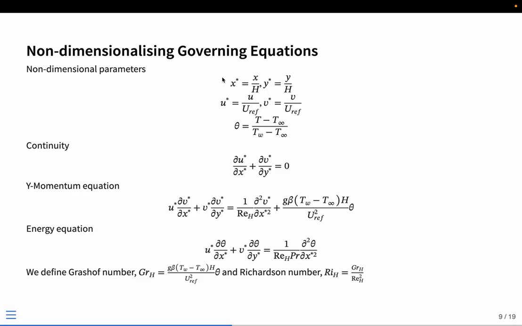Once you non-dimensionalize with these particular values, these are the final equations you come up with, which have only two numbers. One is the Grashof number, and the other is the Prandtl number. Here we have written the equation in terms of Re_H and Gr_H, and we define a new number called the Richardson number. Depending on the value of this Richardson number, you will decide what kind of convection it is.